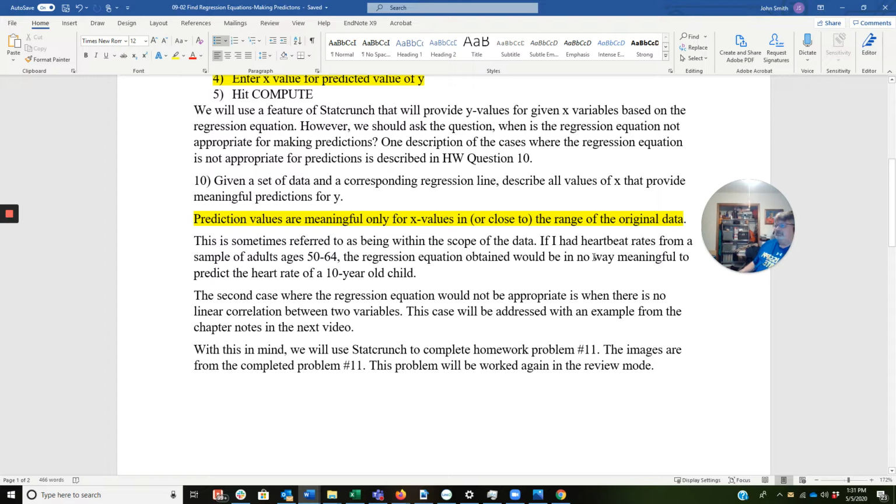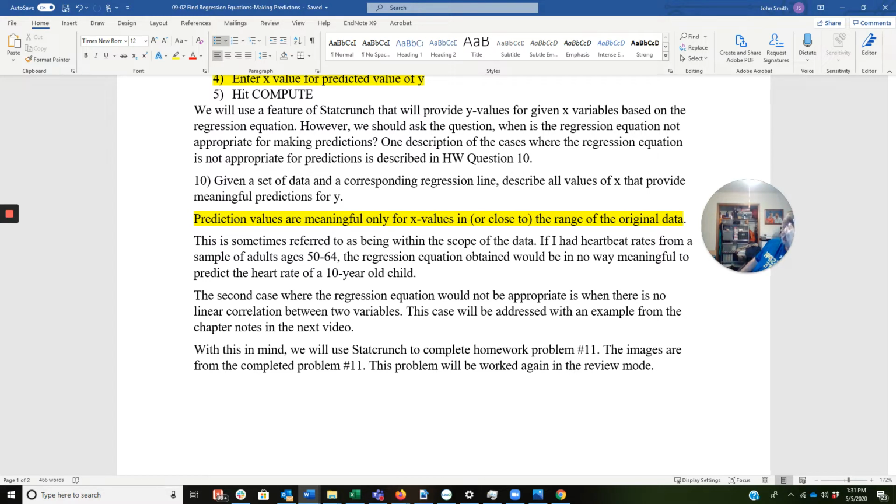We're going to apply this in question number 11. But this is sometimes referred to as being within the scope of the data. If I had heartbeat rates from a sample of adults aged 50 to 64, the regression equation obtained would be in no way meaningful to predict the heart rate of a 10-year-old child. It would be beyond the scope of the data.